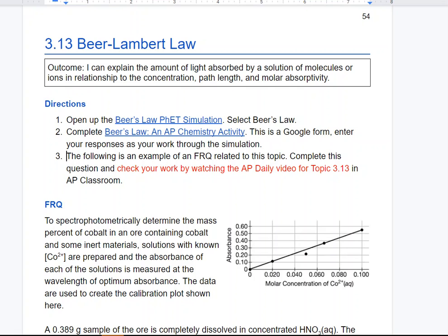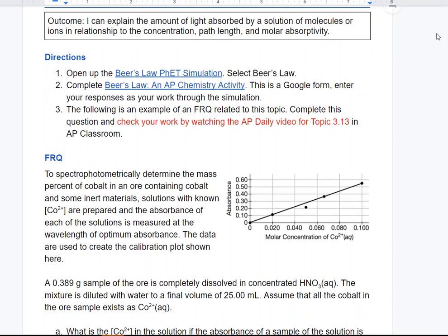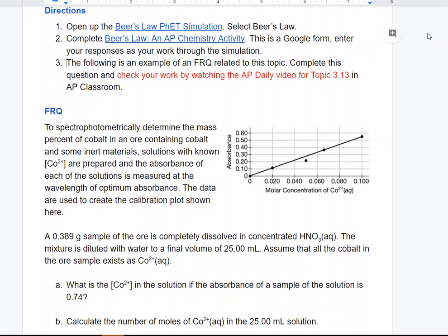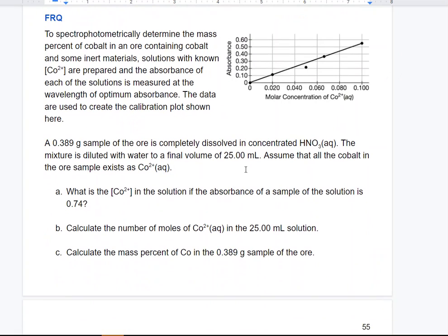So you're going to open up this Beer's Law PhET simulation, and you're going to complete the Beer's Law AP Chemistry activity. This is a Google Form, so you're going to enter your responses as you work through the simulation. After that, you have an example of an FRQ here, and you're going to complete this on your own and then check your work by watching the AP Daily video for topic 3.13 in AP Classroom. So the solution to this problem is available through that video.